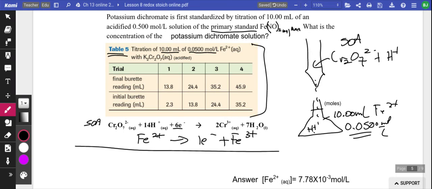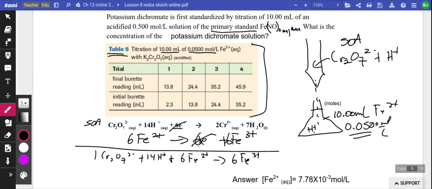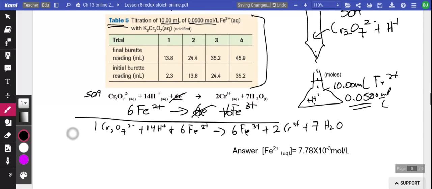Okay, we need a balanced redox reaction. 6 gained and 1 lost. So we got to multiply everything by 6. Okay, electrons cancel out. 1 dichromate with 14 acidic ions, 6 iron 2+, gives us 6 iron 3+, 2 chromium 3+, and 7 water. Okay, so we got our balanced equation.